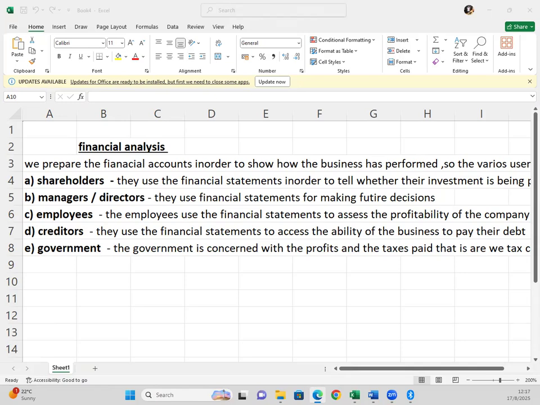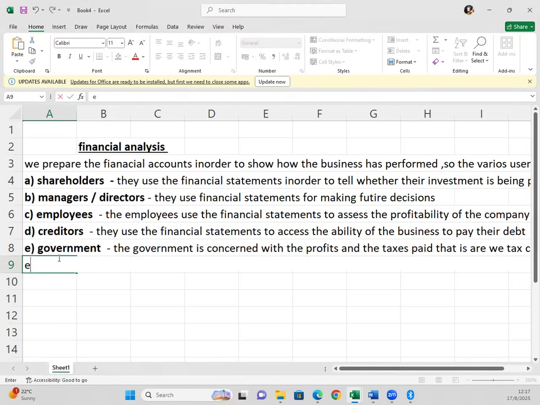We can also look at the other users, such as the lenders or the bank, although they are almost the same with the creditors there. So we have the lenders and the bank. Lenders, or we can say loan providers. So these ones, again, they assess the ability of the business to repay, or we can say the collateral.